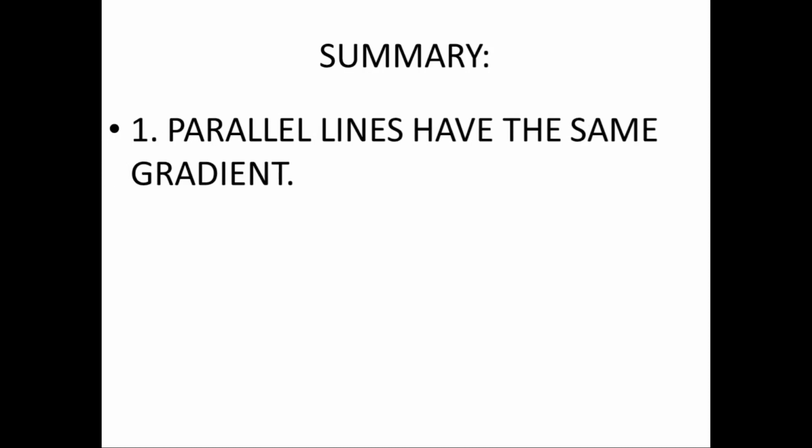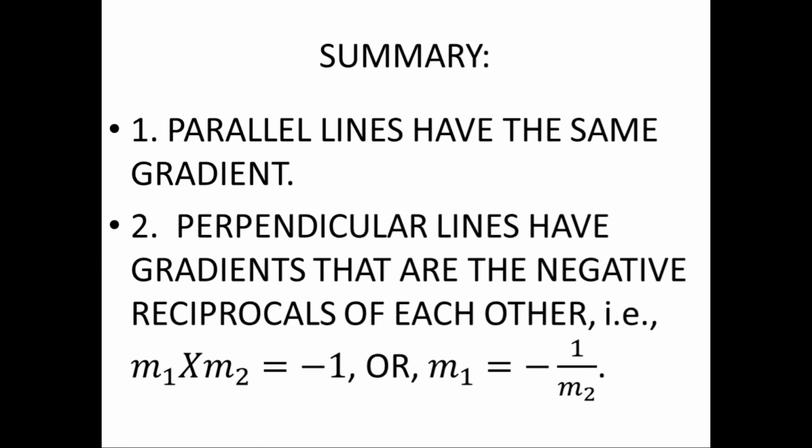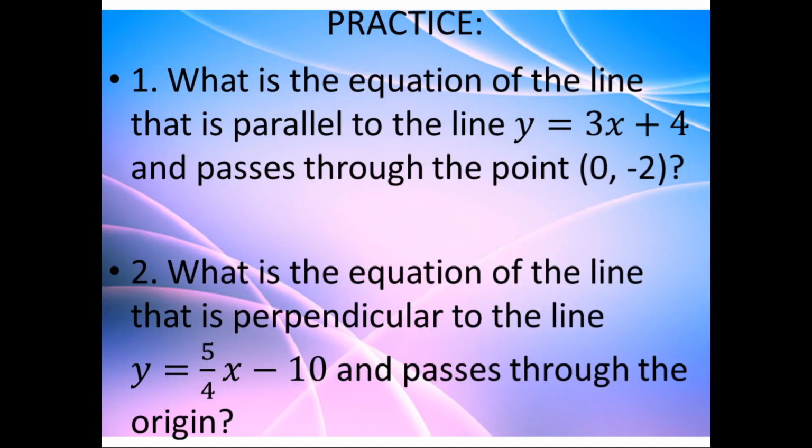So let's summarize what we have learned so far. One, parallel lines have the same gradient. And two, perpendicular lines have gradients that are the negative reciprocals of each other, meaning m1 times m2 is equal to -1, or m1 is equal to -1 over m2. So practice on these problems, pause the video here, and when you're ready to continue, the answers will be shown in 3, 2, 1.